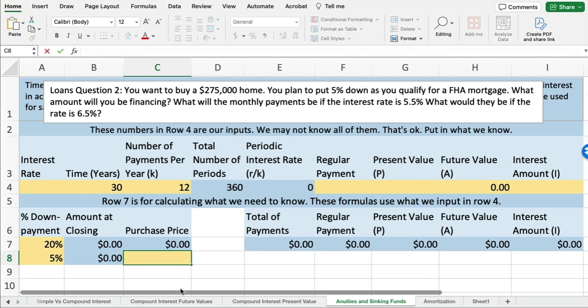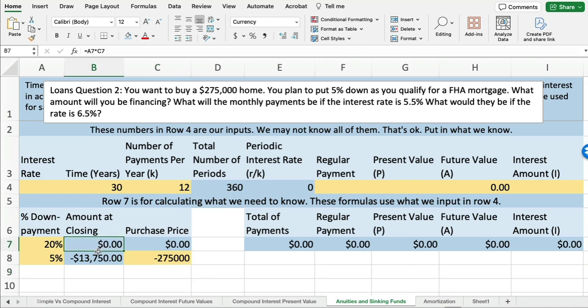And because we're dealing with dollar amounts that are going out, that are getting paid, we're going to enter this as a negative number. So I'm going to put negative 275,000.